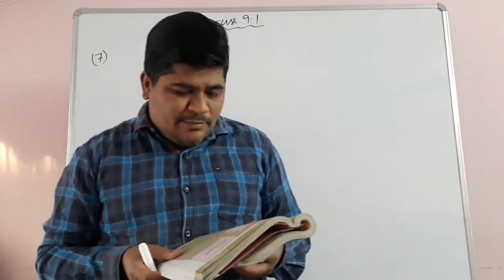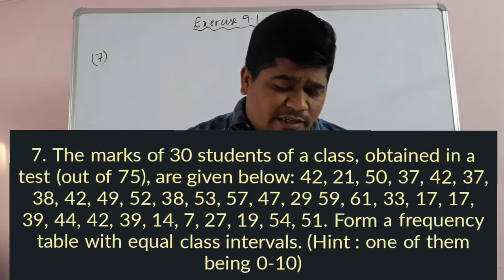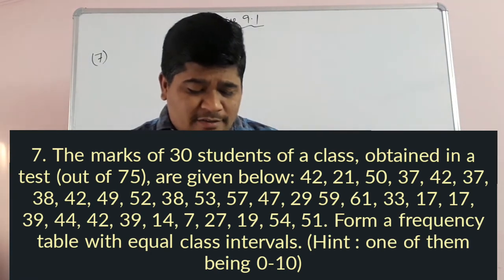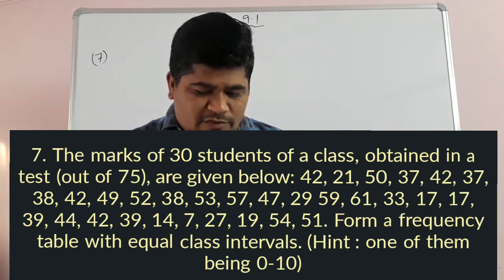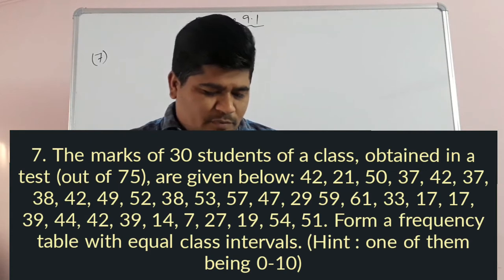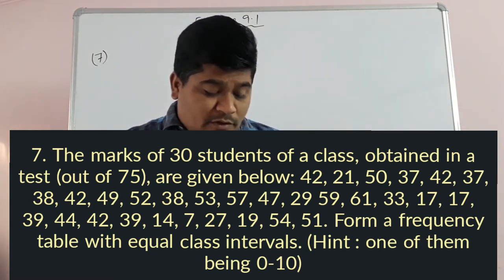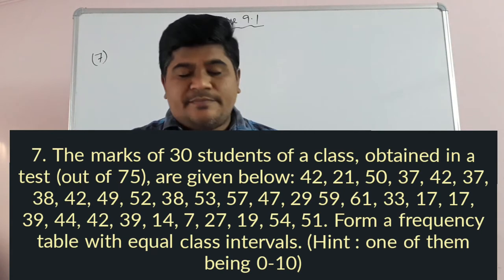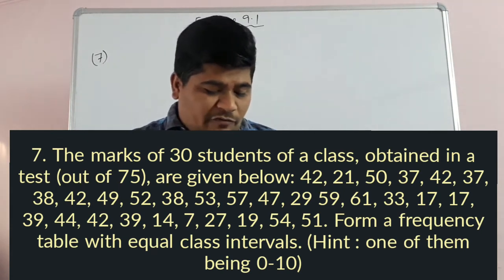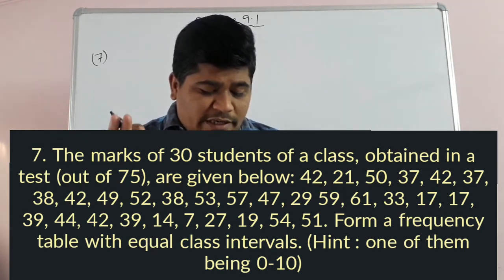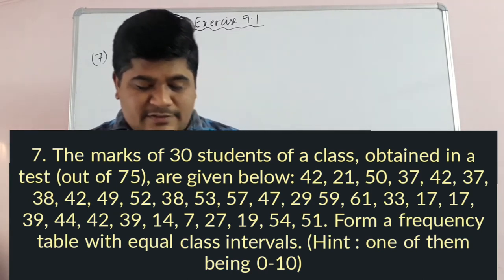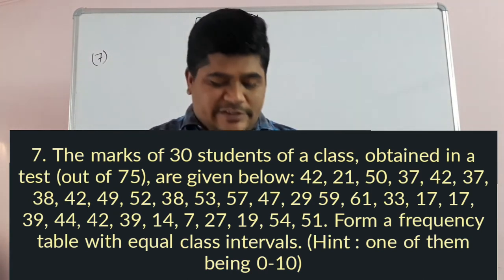Children, now let's see problem number 7. The marks of 30 students of a class obtained in a test out of 75 are given below. So 42, 21, 50, 37, 42, 37. Like this, they gave marks in the problem, children. Form a frequency table. We need to form a frequency table with equal class intervals. With equal class intervals we have to take.